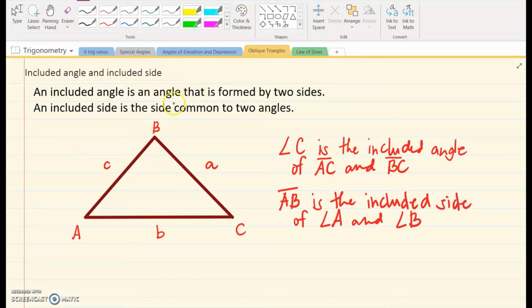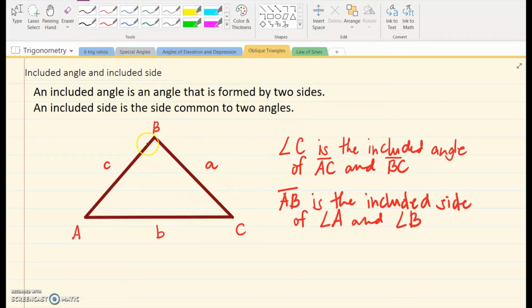Now let's talk about included angle and included side. When we say an included angle, it is an angle that is formed by two sides. So example here, we have angle C. This angle is the included angle of side AC and side BC. So it can be described as the common angle of these two sides. It can be that way also.